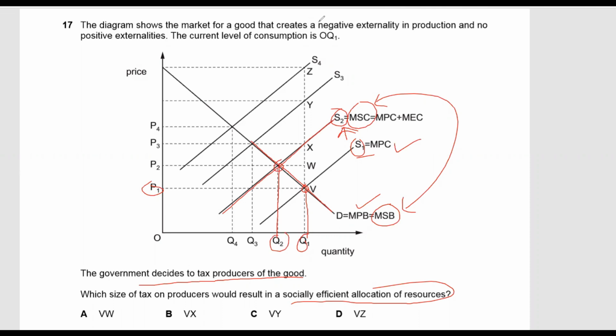Okay, so what will be the amount of tax in this case? The amount of tax per unit is calculated by finding the vertical gap between two supply curves. So this is the new supply curve, this was initial supply curve. If we find out the vertical gap between these two supply curves, XV, then XV is the correct answer. Option B is correct answer.